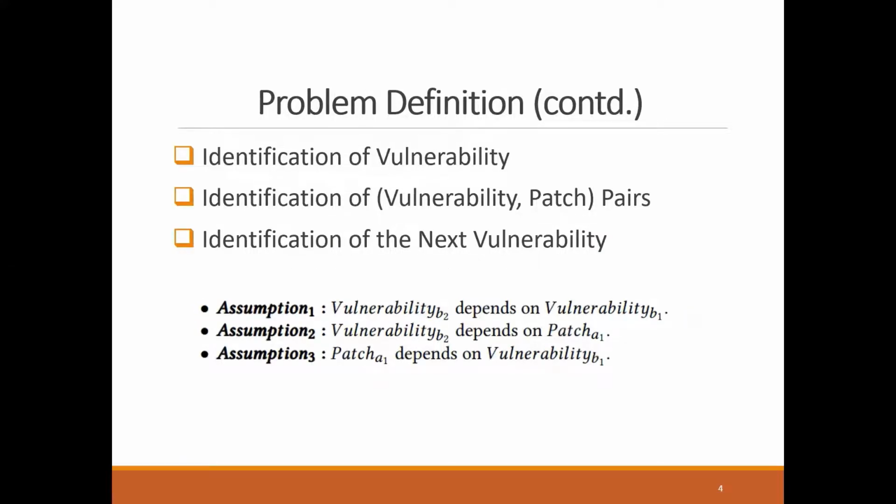So in the first step, we want to detect and identify the vulnerability. In the second step, we want to identify the vulnerability and patch pair. And in the third step, we want to identify the next vulnerability. And we have some assumptions. Our first assumption is that vulnerability B2 depends on vulnerability B1. Our second assumption is vulnerability B2 also depends on patch A1. And our third assumption is that patch A1 depends on vulnerability B1.